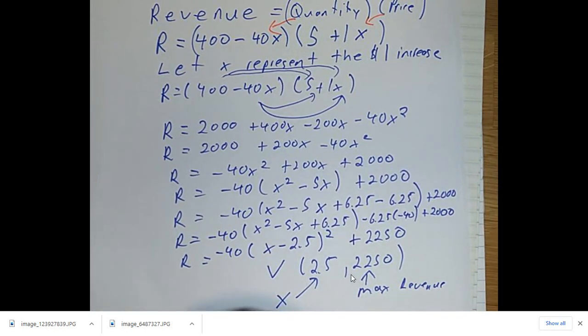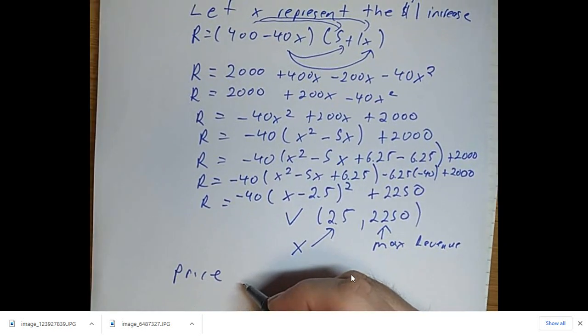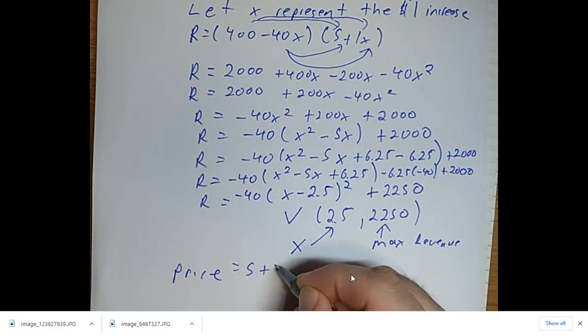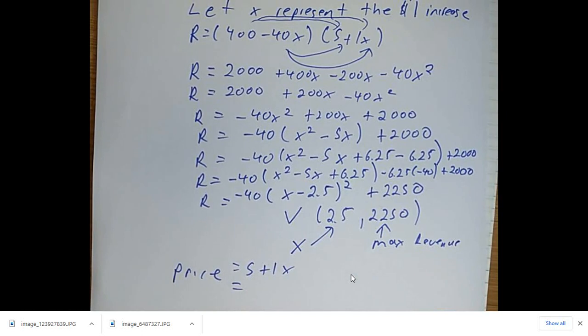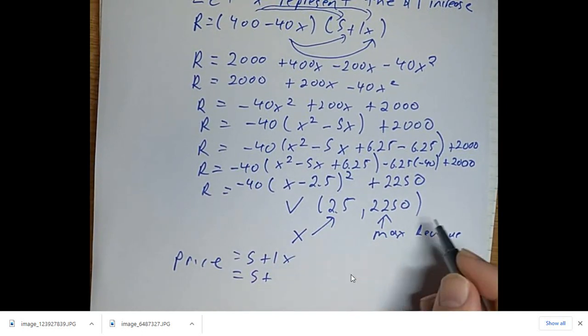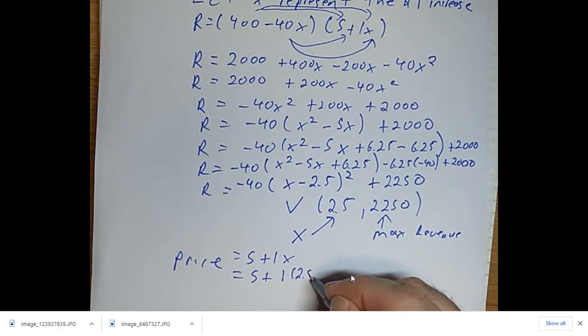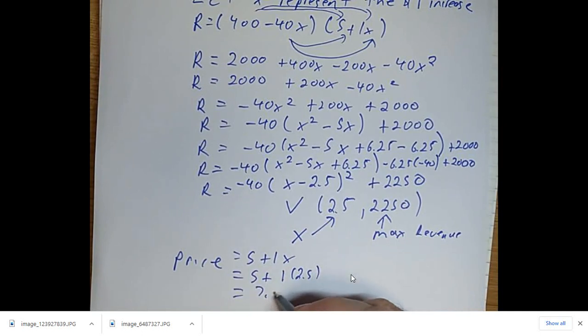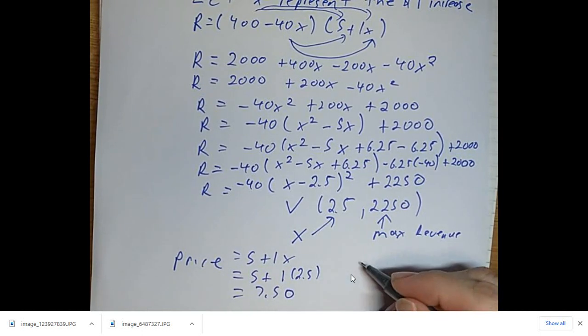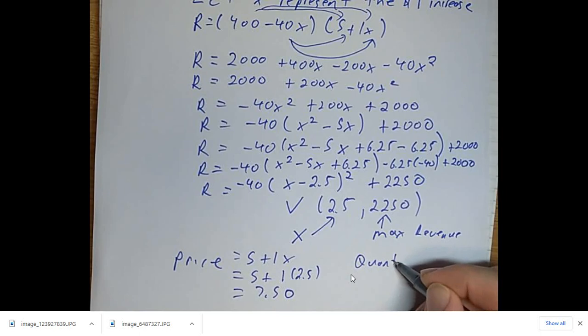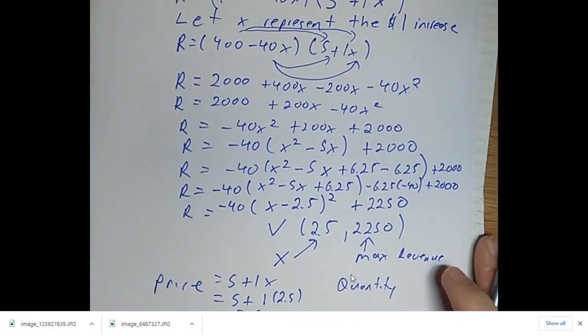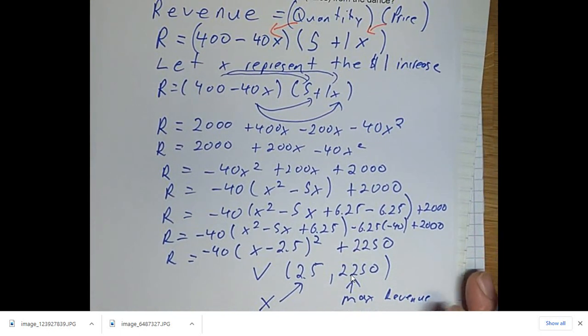We'll find both. Price, let's write it, price equals 5 plus 1x. So in this case, 5 plus 1 times 2.5. So it's 7.5 or 750. You can find the quantity as well. It's the other one. So our quantity up on the top, it's that 400 minus 40x.